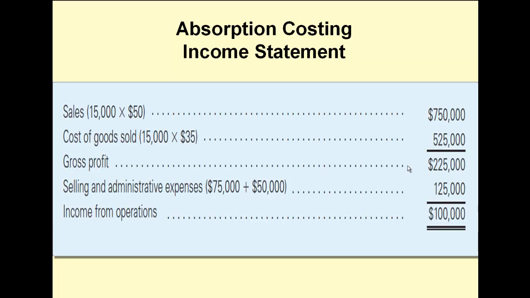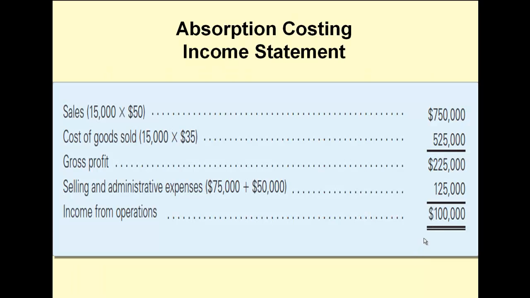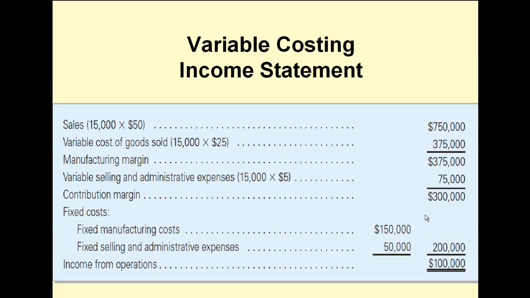Our gross profit is always going to be the difference between our sales and cost of goods sold, so $225,000. Our selling and administrative expenses are $125,000. We can see that right here. It's these two added together. And so the difference between $225,000 of our gross profit and $125,000 of selling and administrative expenses leaves us with $100,000. Now it's going to be a little different when we prepare this under variable costing, and notice our net income down here is also $100,000, isn't it?